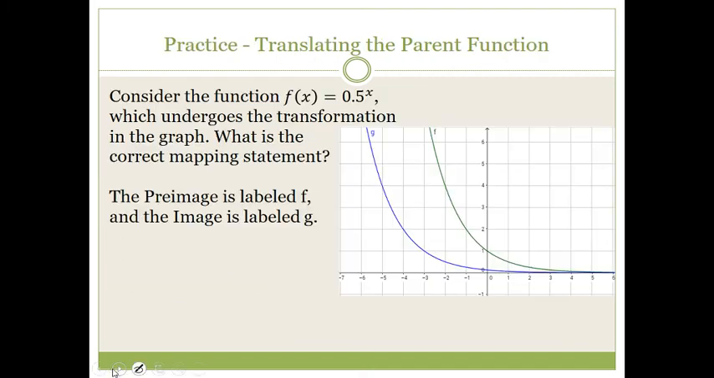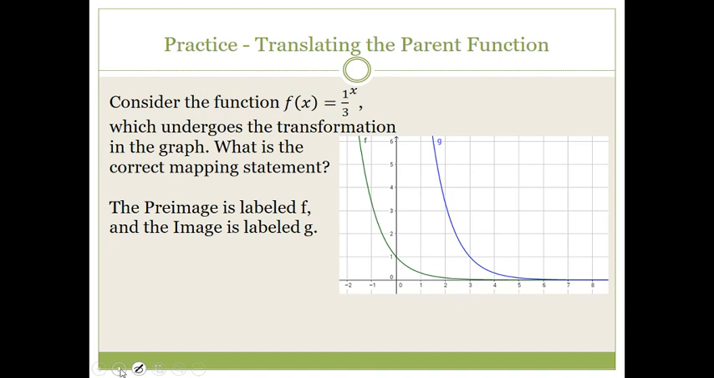All right, so consider this parent function here. Let's see if you can pause the video and write the mapping statement that will map f, the green function here, to g, the blue one. Take a look at a point that you can identify and see how the x coordinate has changed. You should have said that f of x is mapped to f of the quantity x plus 3. That's our mapping statement. It's telling us that we took the green one and shifted it to the left 3 units. There you can see that we did 1, 2, 3 to get our new point.